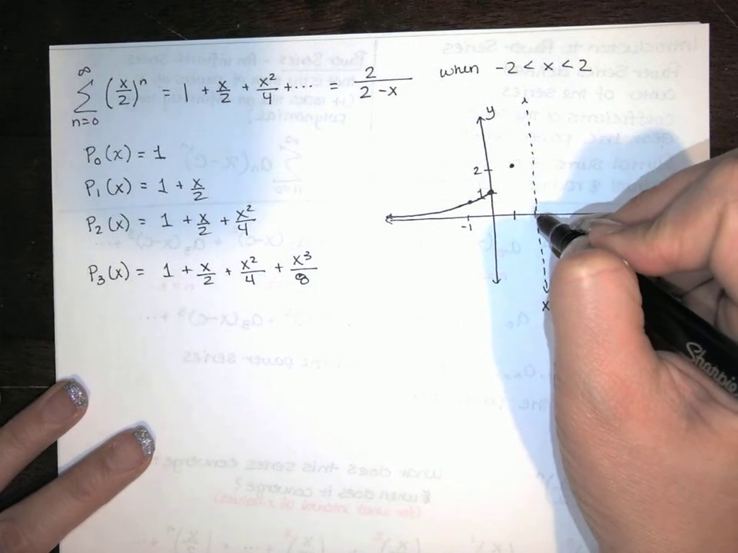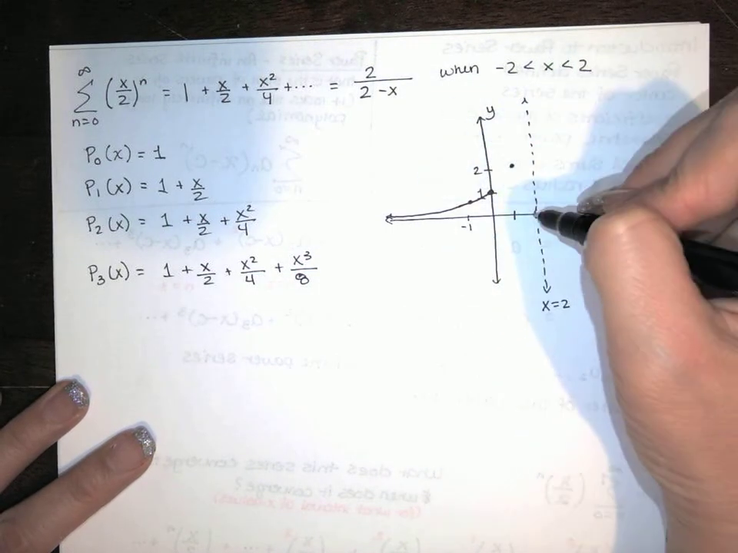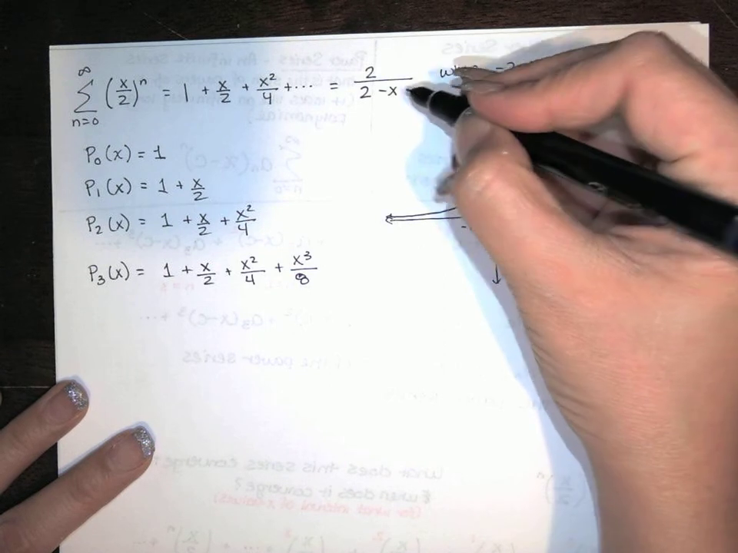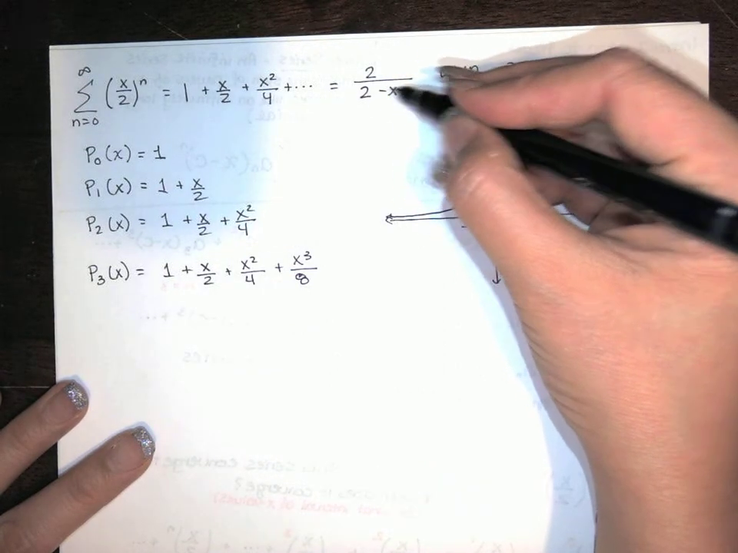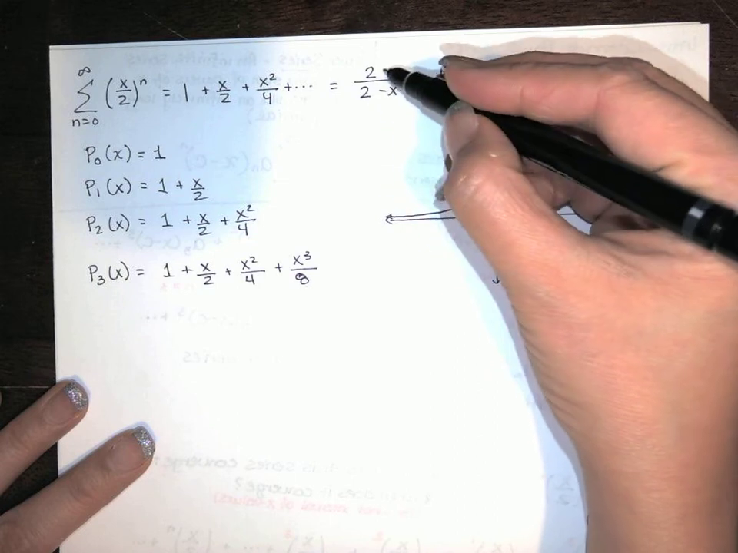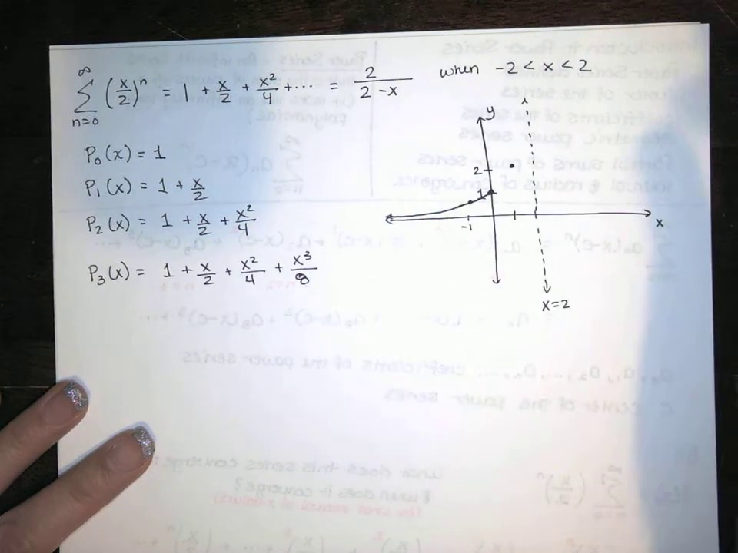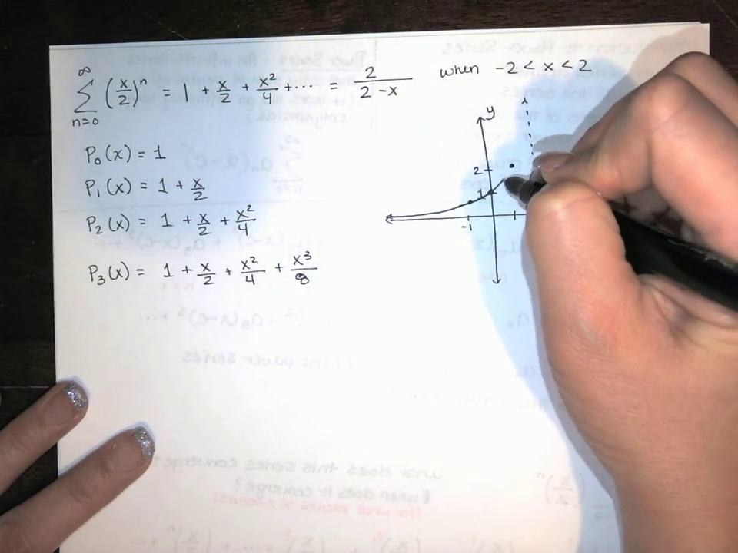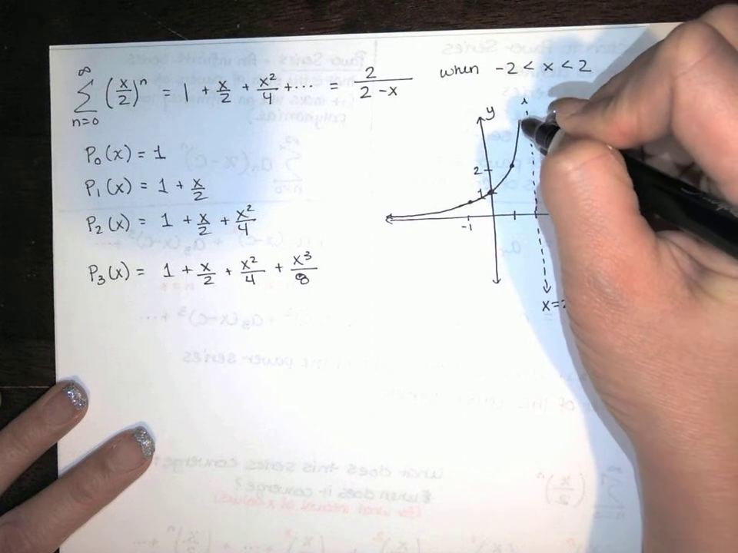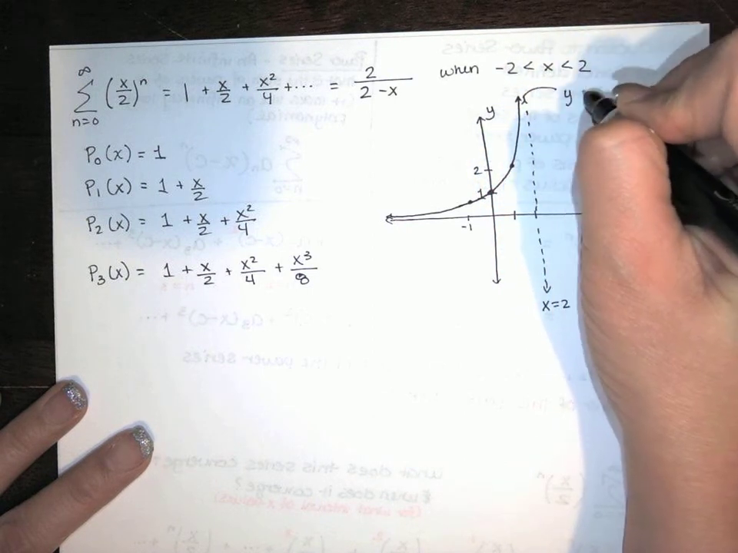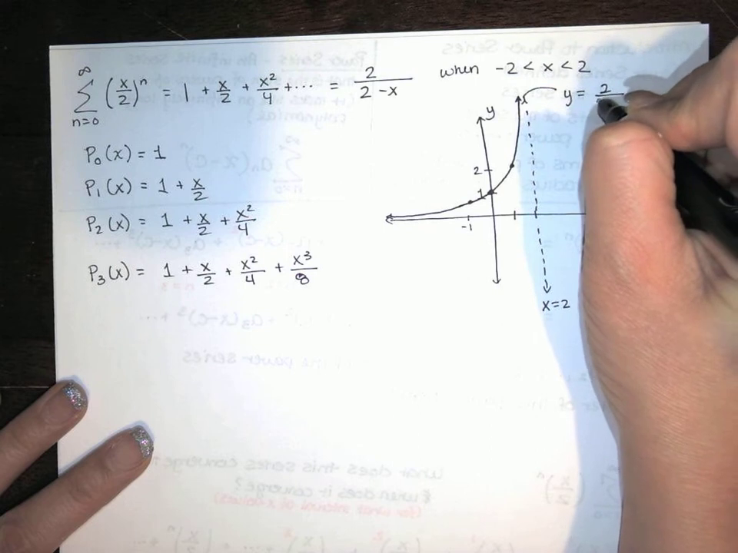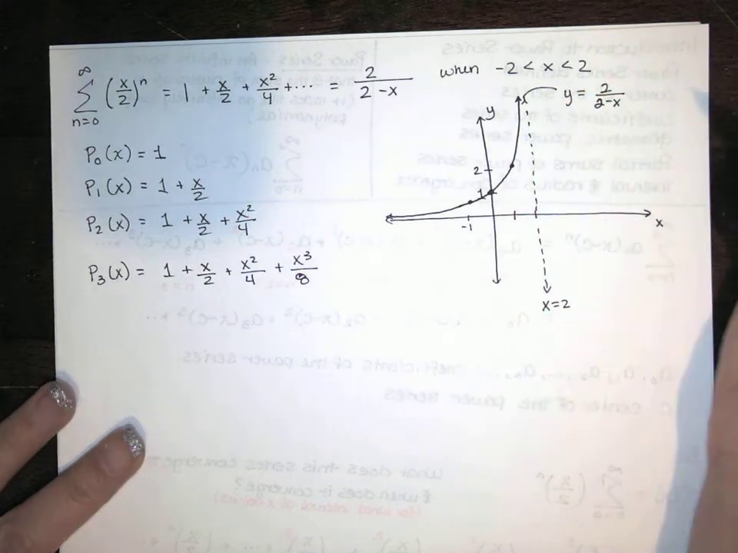And as x approaches 2 from the left, so let's say that x is like 1.9, I've got 2 minus 1.9, that's 0.1, so this is a tiny positive number. 2 over a tiny positive number is going to be a large positive number. So that is the trend. That is a rough sketch of y equals 2 over 2 minus x.